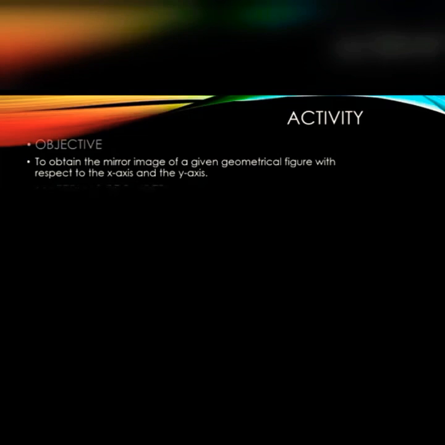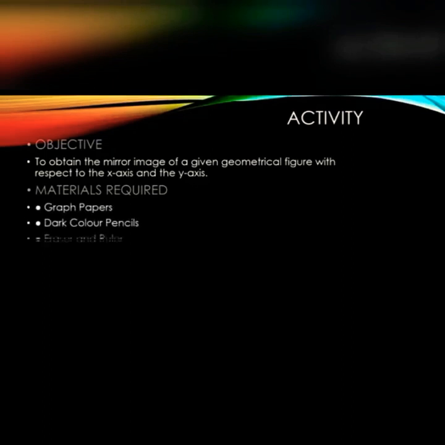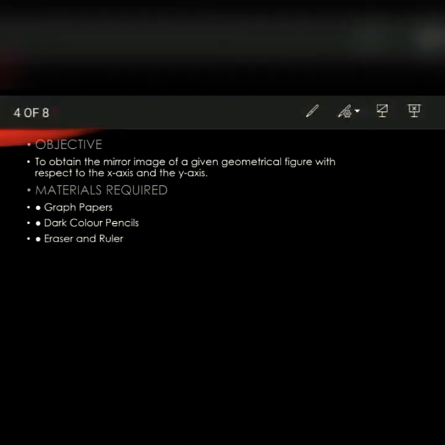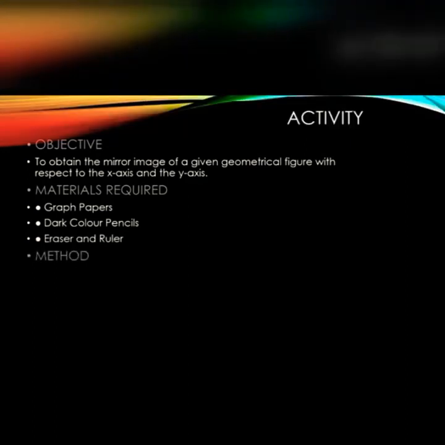Activity. Objective: to obtain the mirror image of a given geometrical figure with respect to the x and y axis. Materials required: graph papers, dark color pencils, eraser and ruler. Method: we shall use a figure, say 1/4 part of an octagon, to form mirror images.